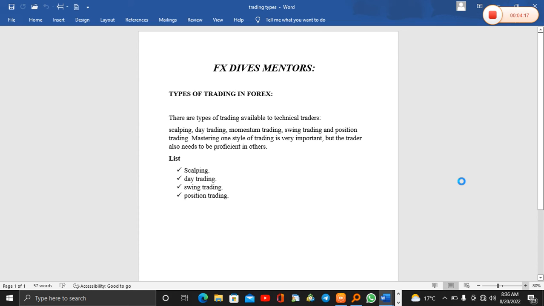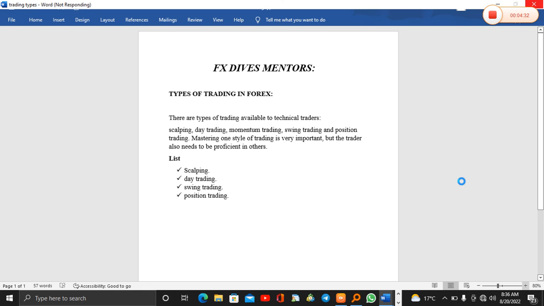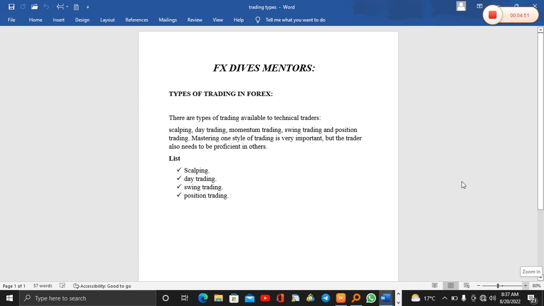If you're not focusing on gold, because gold, you know, has a huge pip value whereby the market can run a little bit of distance and you make 100 pips, 200 pips, 300 pips. But when you're focusing on currency pairs, automatically you have to wait for 200 pips, 300 pips, 400 pips, 500 pips for you to make a huge amount of money. Now that is specifically swing trading.